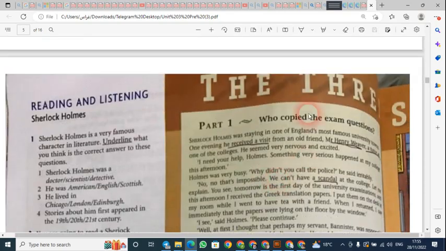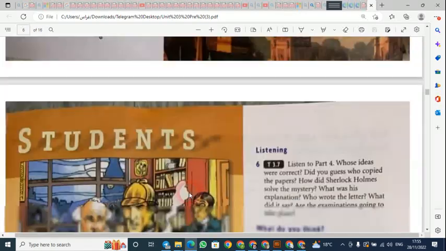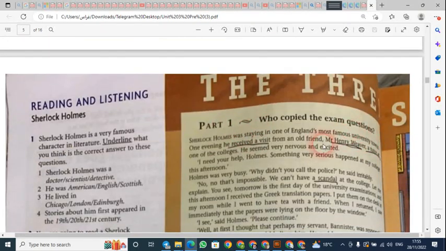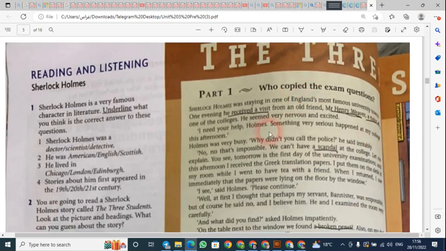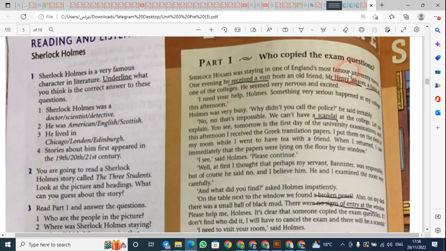I will read it for you. The three students الطلبة الثلاث. Part number 1, who copied the exam questions. من استنسخ أسئلة الامتحان. Sherlock Holmes was staying in one of England's most famous university towns. He was staying كان يمكث في واحدة من أشهر البلدات أو المدن التي توجد فيها جامعات. One evening he received a visit from an old friend, Mr. Henry Weaver. Henry Weaver, he was an old friend and he visited Sherlock Holmes. A teacher, I think, a tutor at one of the colleges وهو أستاذ في إحدى الكليات. He seemed very nervous and excited. He was nervous. متوتر.